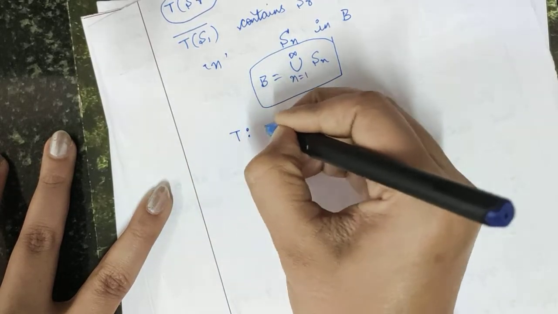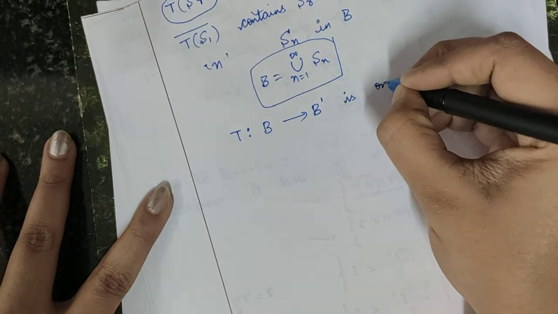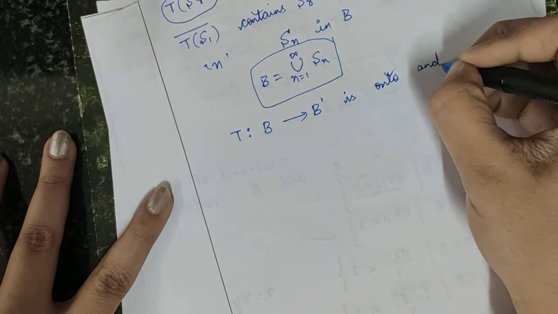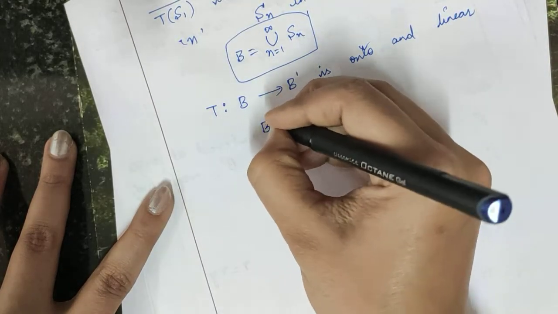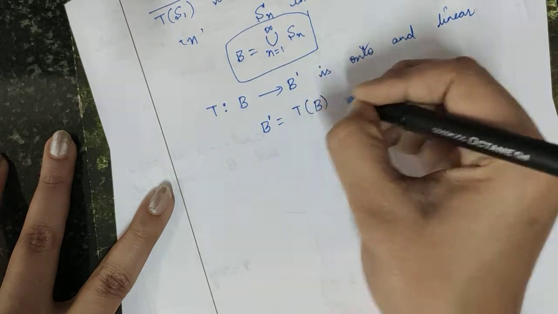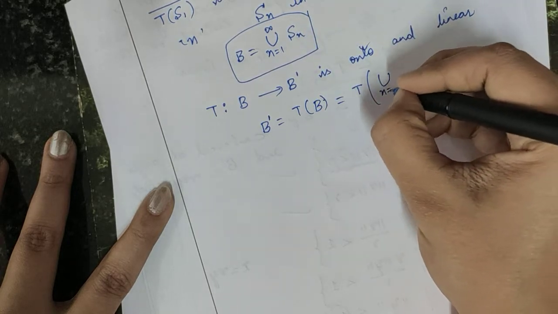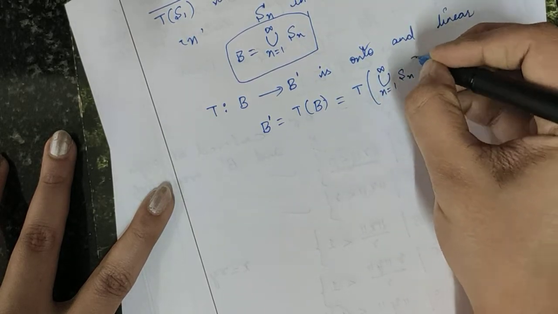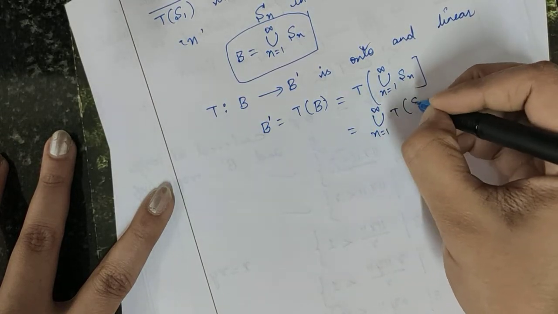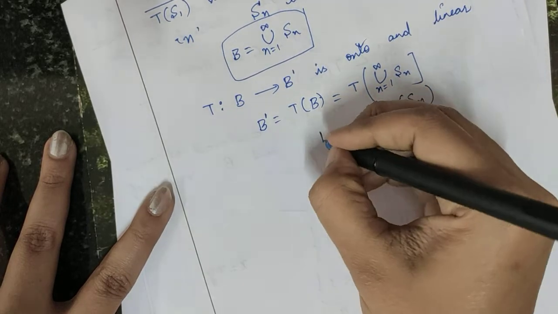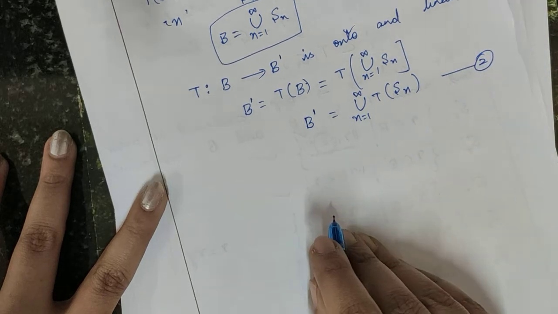We know that T is a mapping from B to B prime, which is given in the statement. This is onto and linear, right? So I can write B prime is equal to T of B, and T of what is B? B is nothing but union n is equal to 1 to infinity Sn. So I can write this as union n is equal to 1 to infinity T of Sn. This is nothing but B prime. Call this as equation number 2.